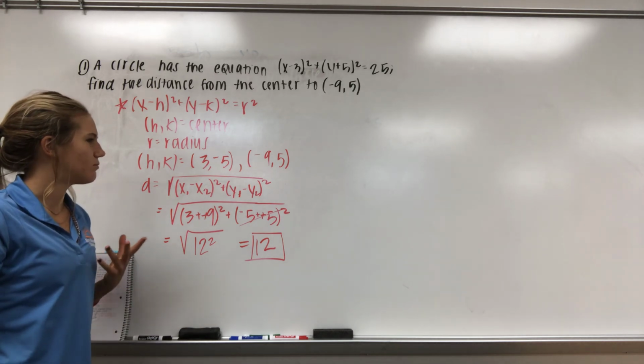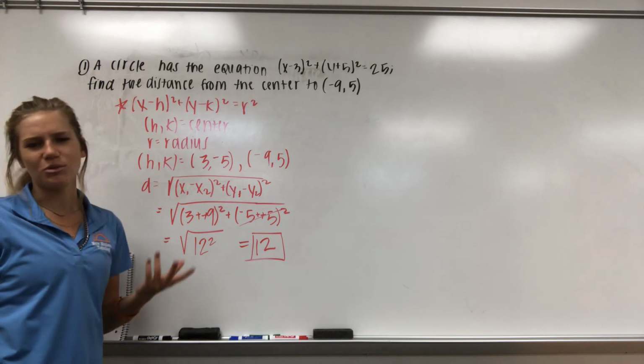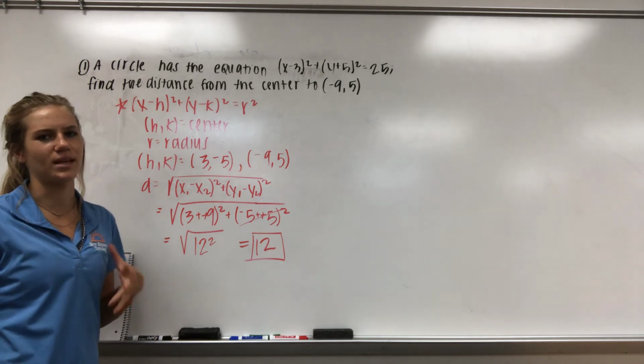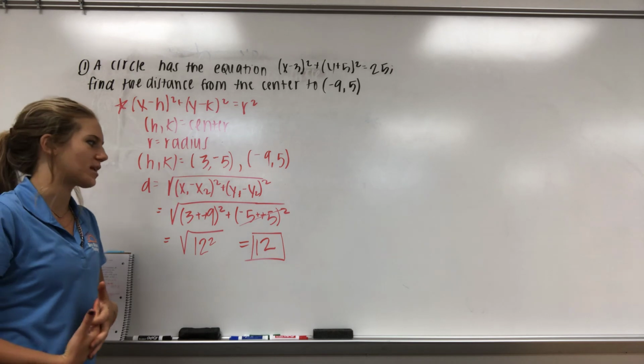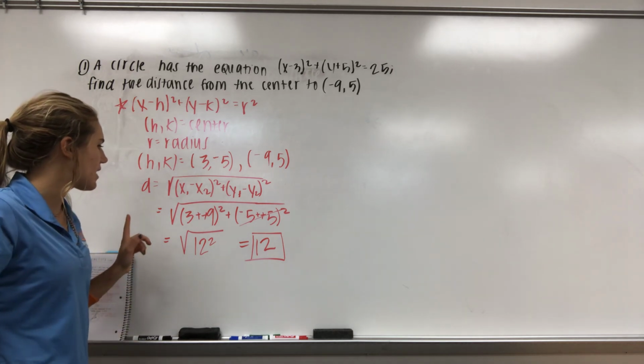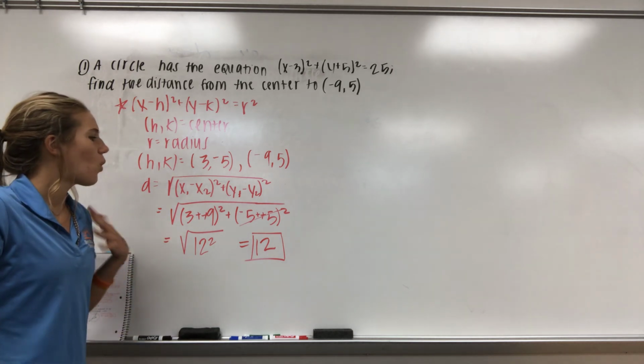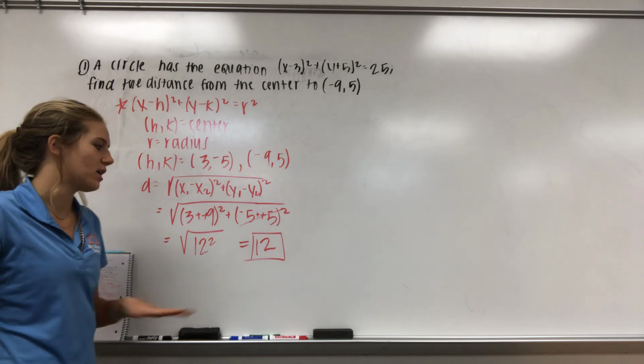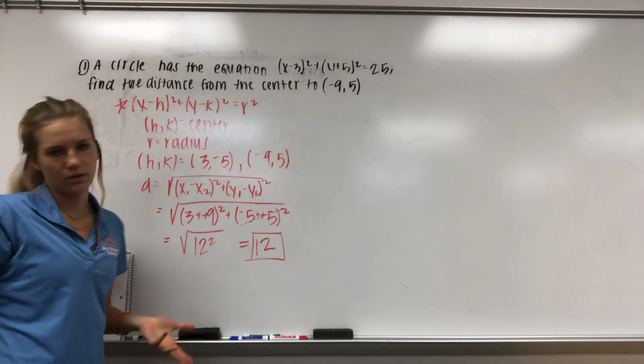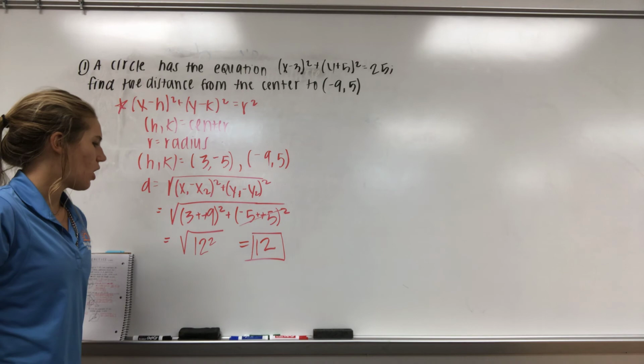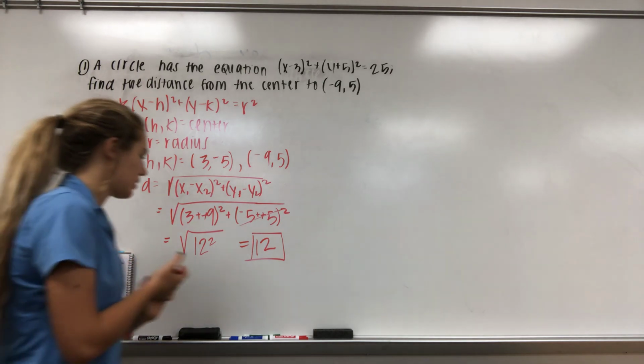I would say don't do the mental math in your head, because that might get weird with adding and subtracting, stuff like that. But I would say either write this part out, or you could just type that into your calculator and then get your final answer. Okay, so that is number 1. We're going to move on to number 2.